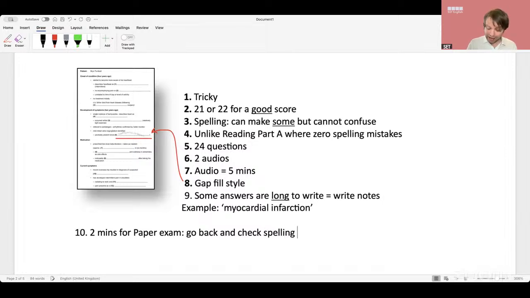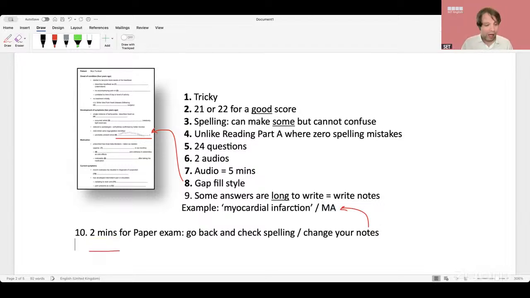I did say that. And what was the other thing I said? At the end of part C, change your notes. Guys, change your notes, right? So maybe in the exam, you write MA. You hear myocardial infarction, you write down MA because you know that. And then at the end of the test, you go back, you check, and you can change it. You've got 2 minutes in the paper exam to do that. It's enough time, okay?